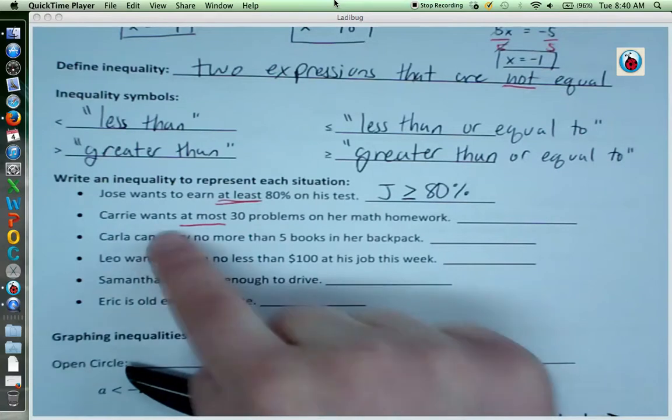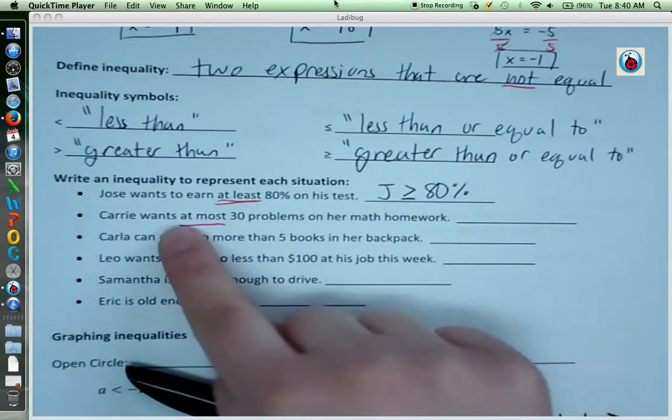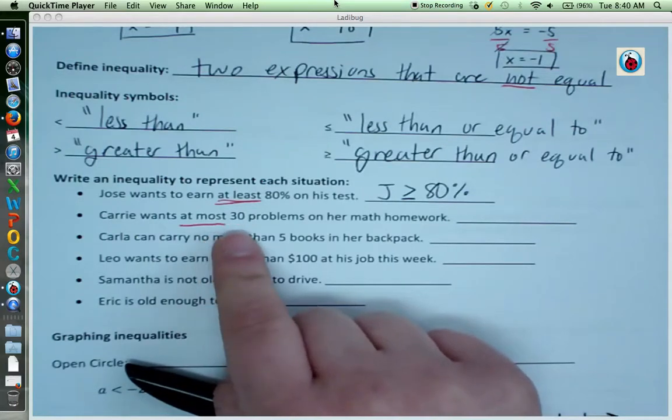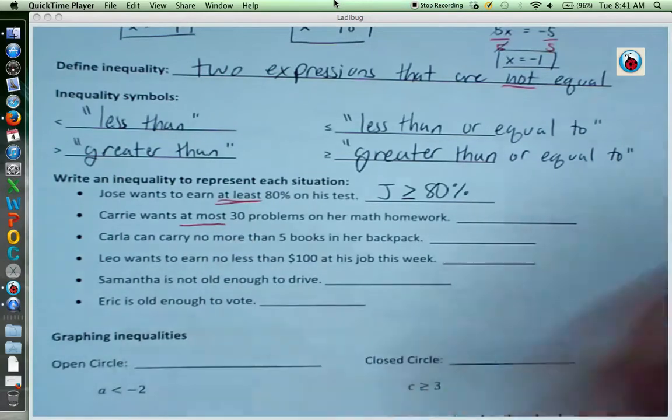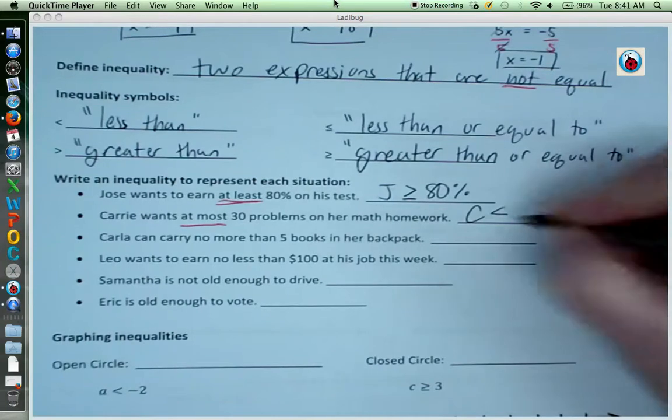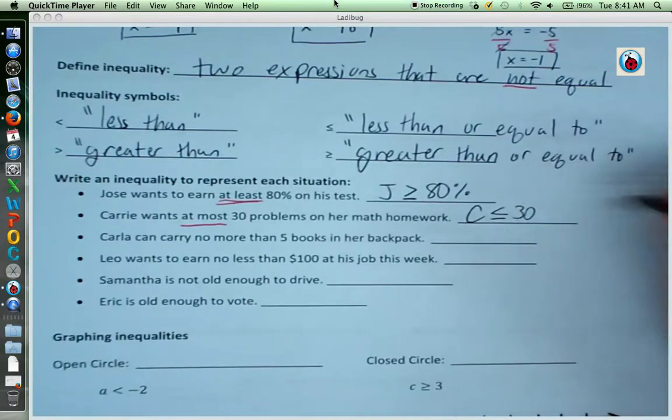If she wants at most 30 problems, it sounds like 25 problems is fine, 26, 27, 28, 29, even 30 problems would be okay with her. But she does not want to have 31 problems or 32 or more than that. So I'm going to say that Carrie wants to have less than or equal to 30 problems. 30 is okay, anything less than 30 is okay, but anything more than 30 would be too much.